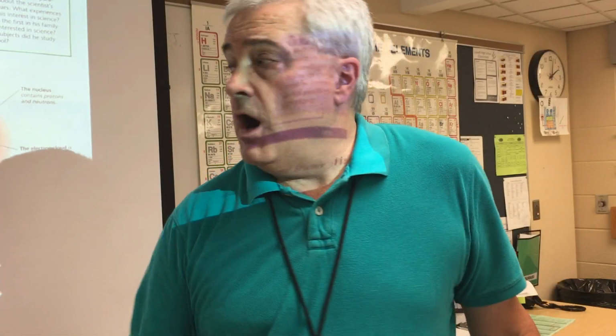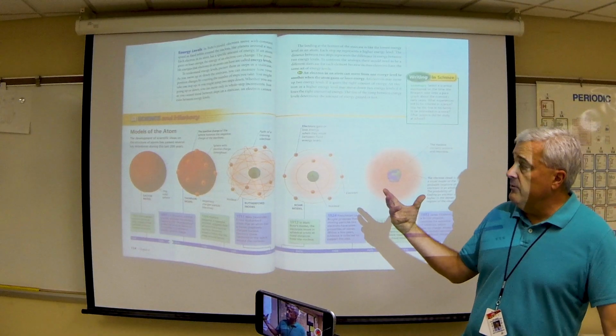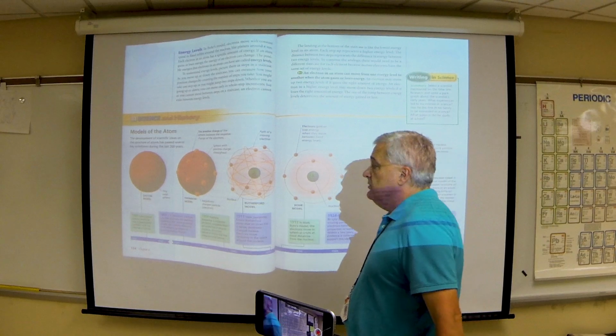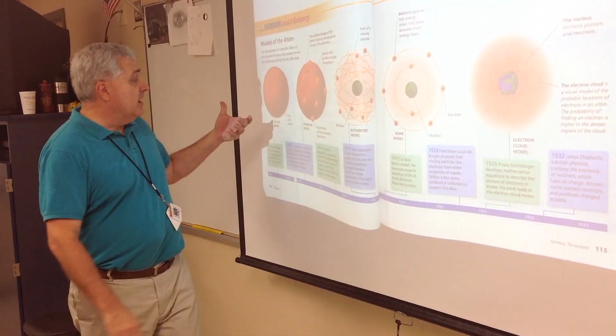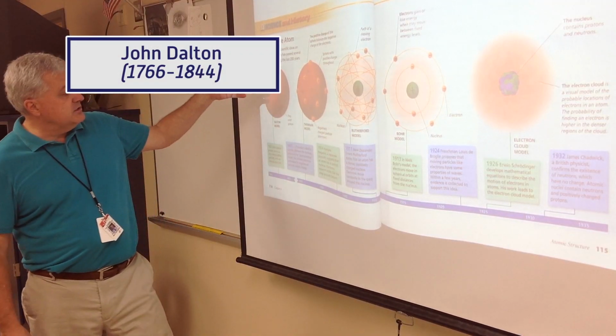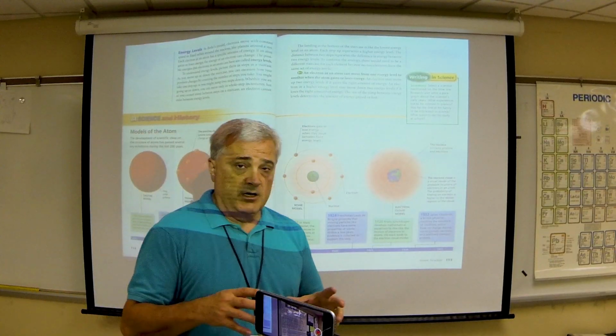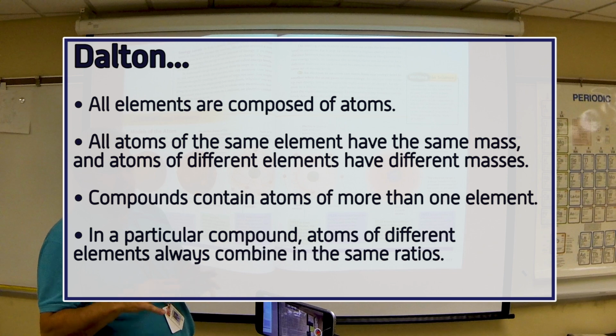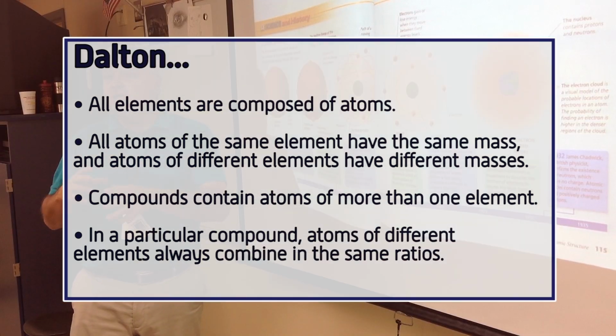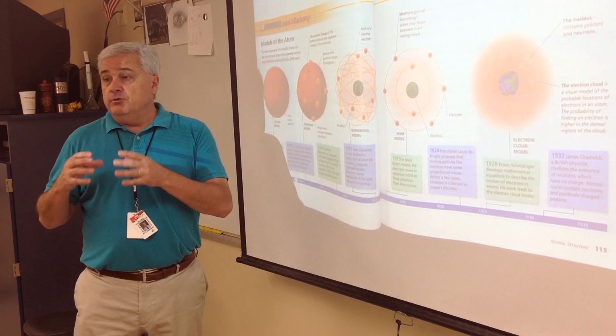So we can walk quickly through the development of the model of atoms. We can begin with Dalton, who decided that all matter is made up of elements, and the elements are made up of atoms, and the atoms of each element are unique.